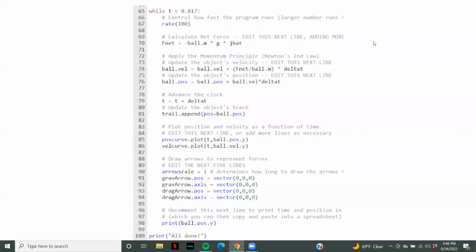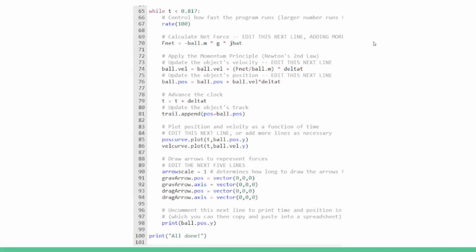Here's an excerpt from the rest of my code where you can see how long I use a loop while t is less than 0.817 seconds, because that's how long it took for the eraser to hit the floor. And in the net force and momentum principles, velocity, and position, I just plugged in the values that I needed to in the Python code version of the formulas that I showed at the beginning. And I printed out the y values of position so that I could graph them and calculate velocity from that.